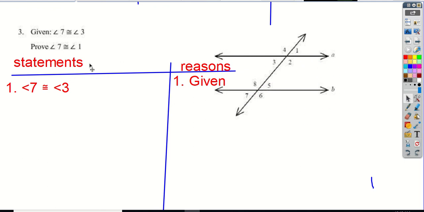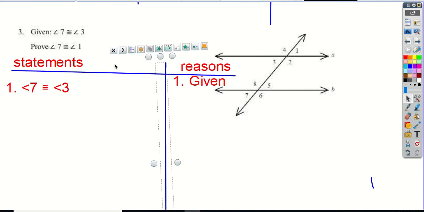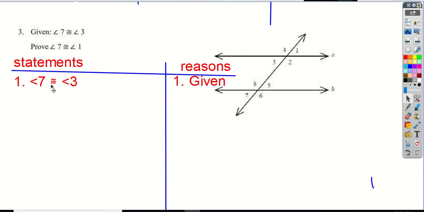There's two ways to do this. We're going to do this two different ways here. All right, so I start with the proof statement. I start with my T-chart, statements and reasons. Got my givens down, and we should be ready to go.